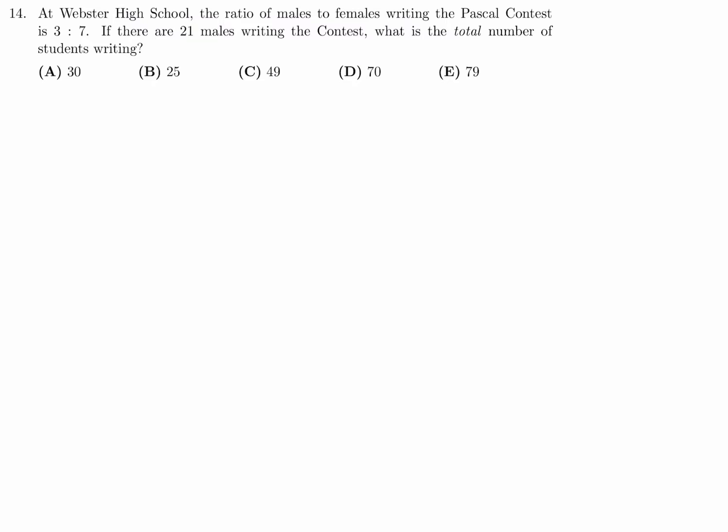At Webster High School, the ratio of males to females writing the Pascal contest is 3 to 7. If there are 21 males writing the contest, what is the total number of students writing? So males to females taking the contest is 3 over 7. They tell you that there are 21 males. So this equation becomes 21 over F is equal to 3 over 7.